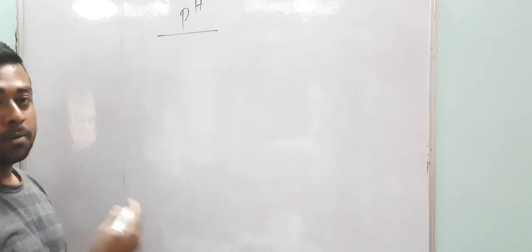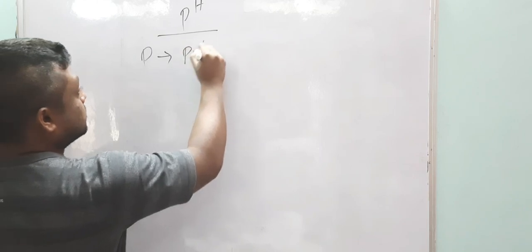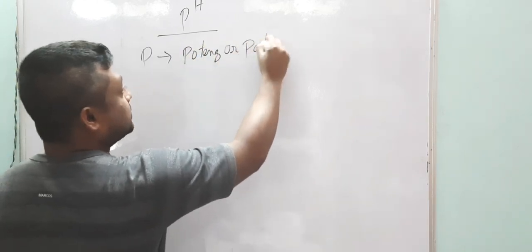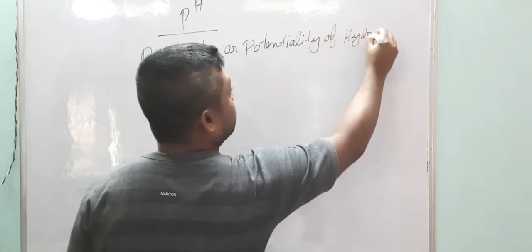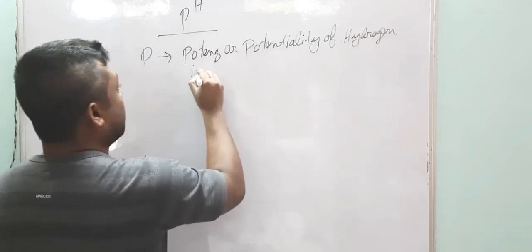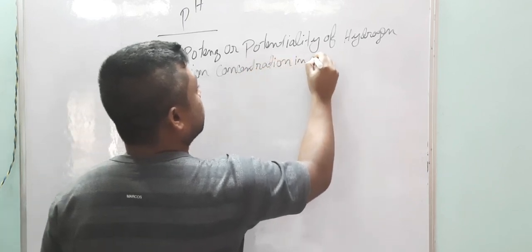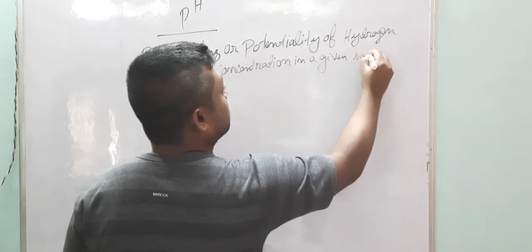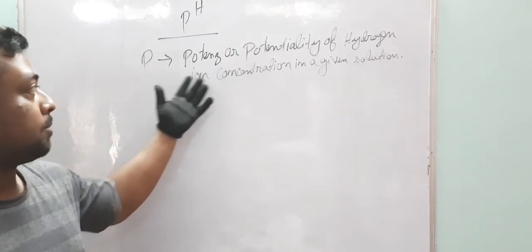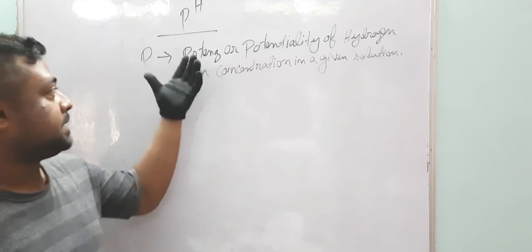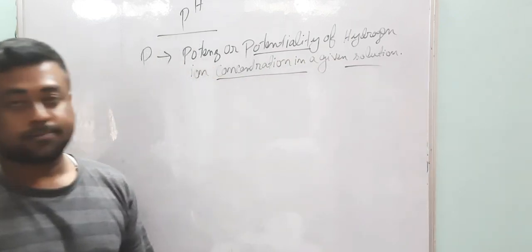Now, what is this pH and what is the purpose of this pH? This particular pH, this P stands for potentiality of hydrogen ion concentration in a given solution. This particular P stands for potency or potentiality of hydrogen ion concentration in a given solution. That means the pH refers to the potentiality of hydrogen ion concentration in a given solution.